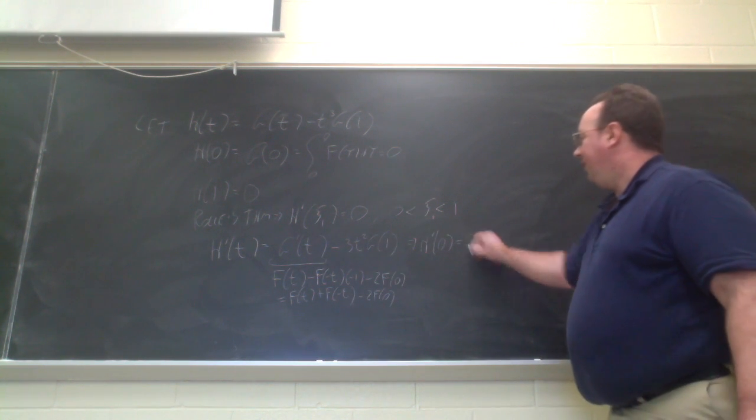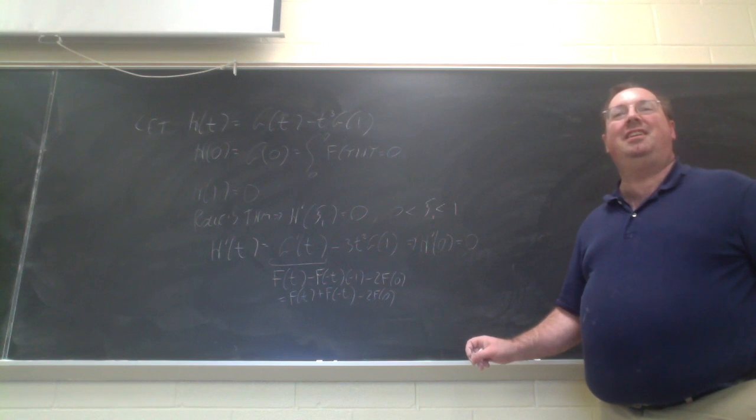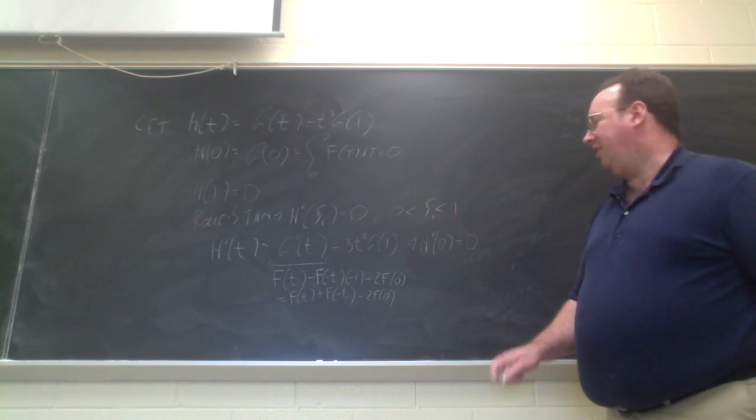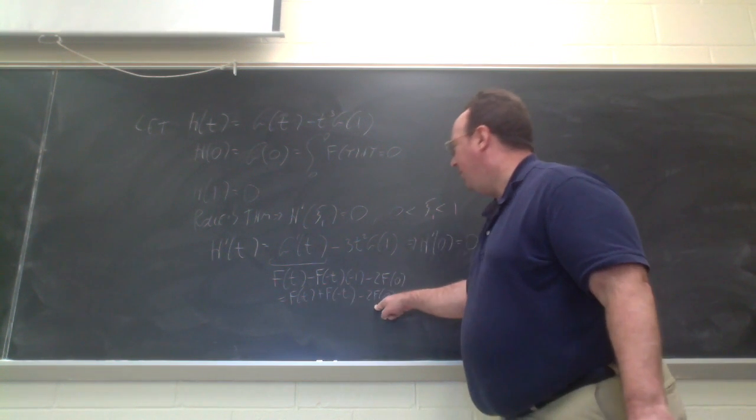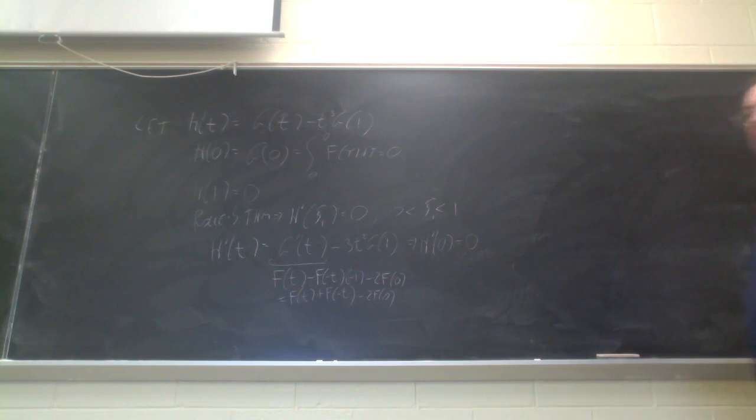All right. Questions about that? I said I was uncertain at first, and then Vivian said, oh, okay. Yeah, because we have F of 0 plus F of 0 minus 2 F of 0, and that makes everything go away.